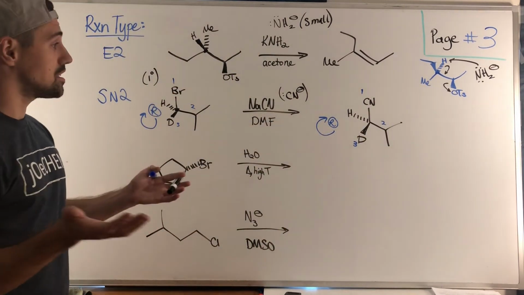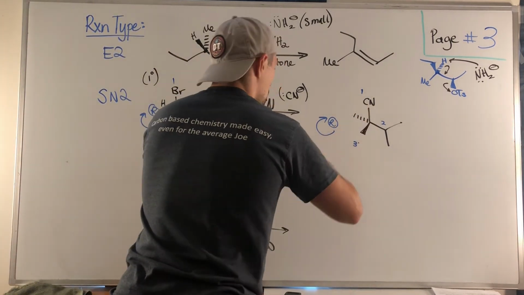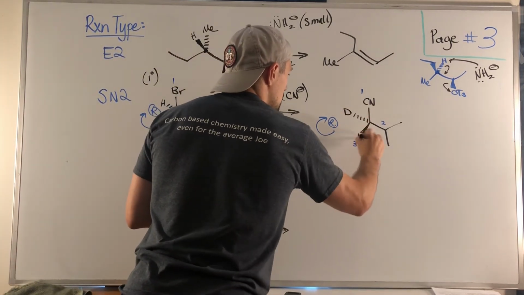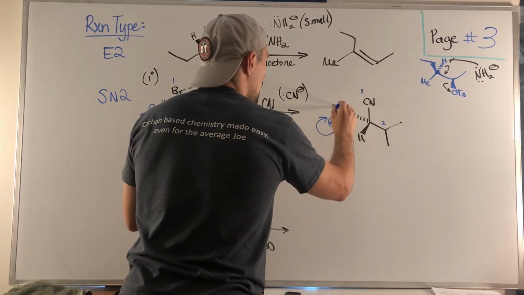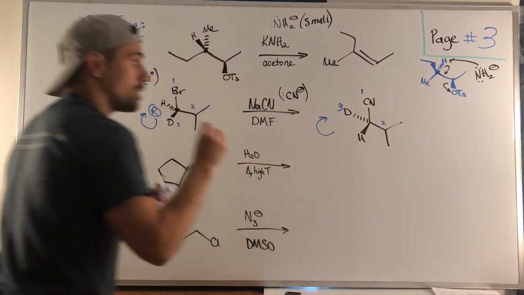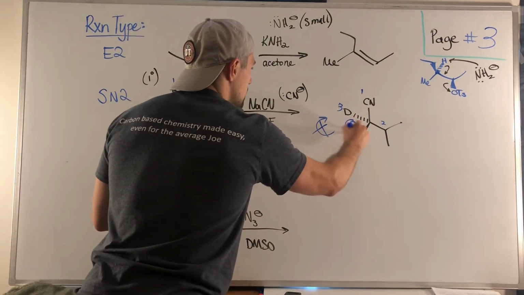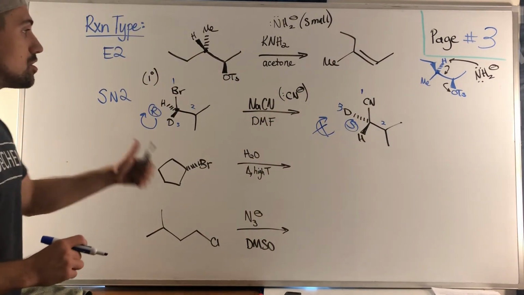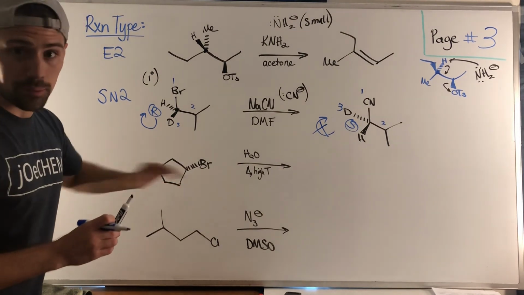So one thing I can easily do to make sure we get S is just flip a pair, D and H. So if we really wanted to reassign again, just to verify that that worked, right? 1, 2, and 3. We look like R, but our lowest priority group is facing us. We are in fact S, okay? SN2, easy.